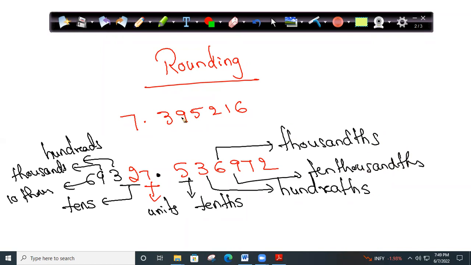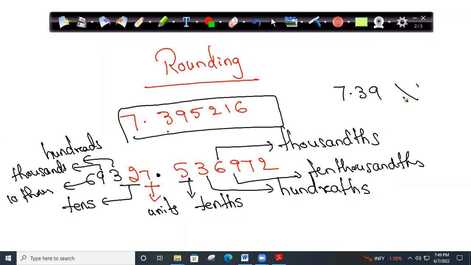So in the exam, if I ask you to round off to the nearest tenths, and you mark the answer as 7.39, it is 100% wrong. When I say tenths, I need to round off this digit. So how do you round off 3? See the next number. If it is 5 or greater than 5, you round this number up to the next number. Since 9 is greater than or equal to 5, my answer is 7.4.